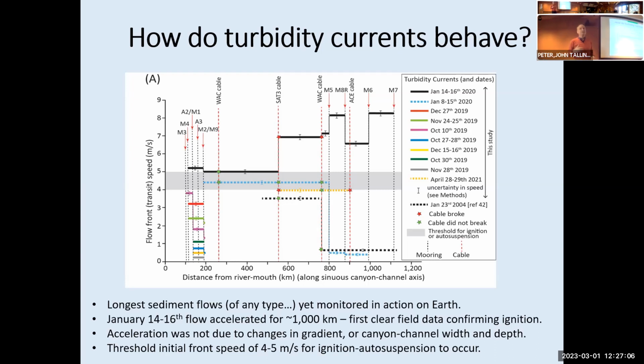But there's been this idea that these flows are just different to rivers. These flows can pick up sediment from the seabed, get denser, therefore they go faster, therefore they erode more sediment from the seabed. So this just feeds back this loop until they ignite.